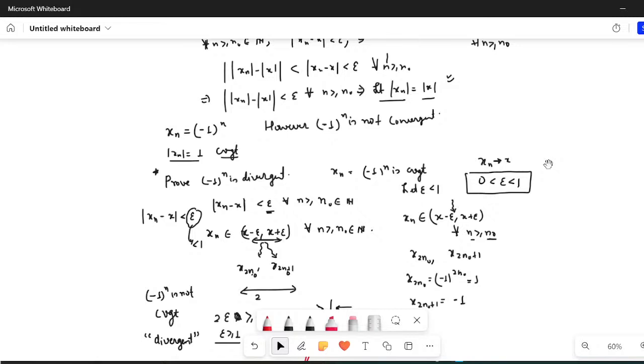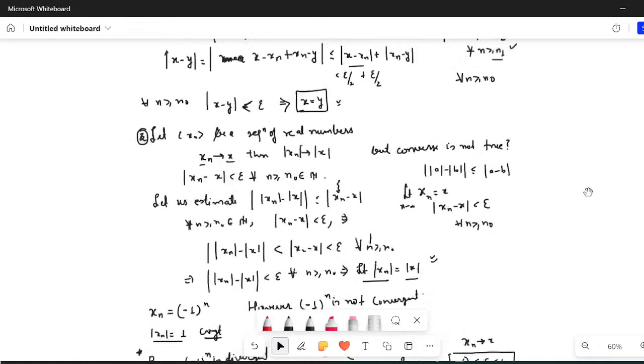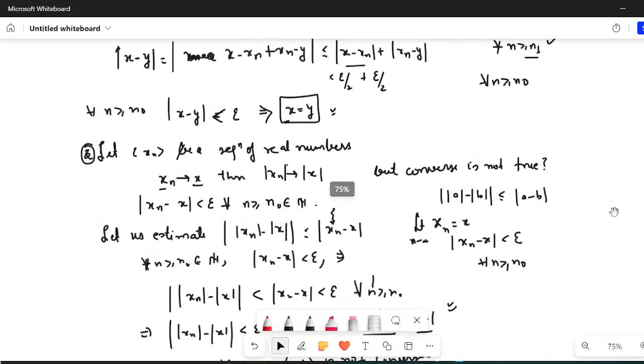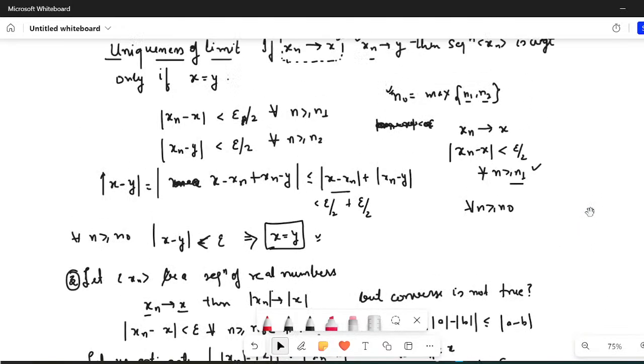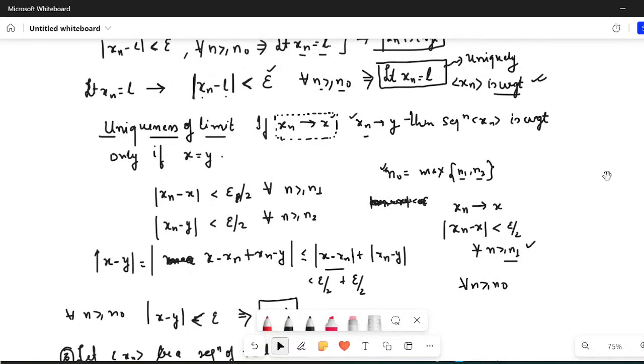then |xn minus x| can be made less than epsilon for all n greater than or equal to n naught. For all n greater than or equal to n naught, I can write it this way. And certainly a few more things we also discussed yesterday.